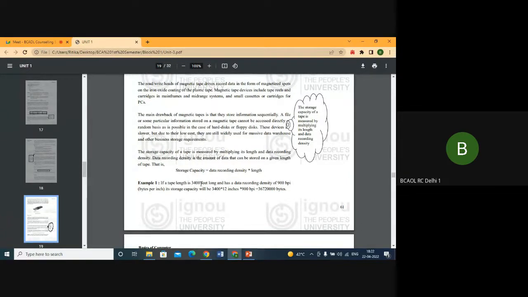Right. If a tape length is 3,400 feet long and has a data recording density of 900 bytes per inch, its storage capacity will be 3,400 into 12 into 9. Why have they multiplied it by 3,400 into 12? The length of the tape was 3,400 feet, so we have to convert it into inches. That's why they have multiplied it with 12. Do you understand? Yeah, ma'am, got it. So 3,400 into 12 into 900. This much bytes of data capacity is there for these tape drives.